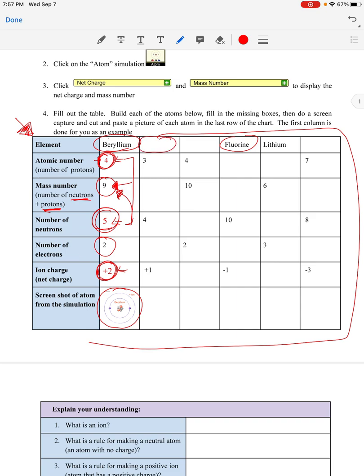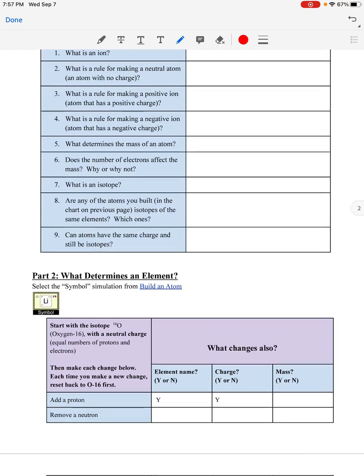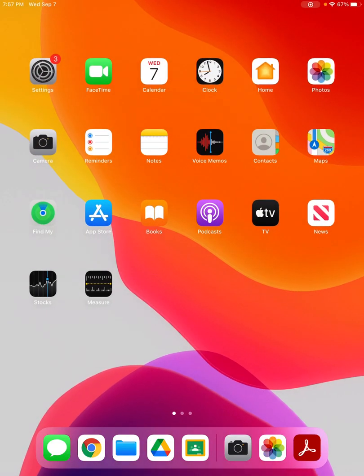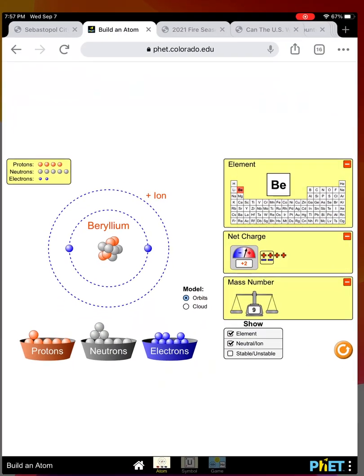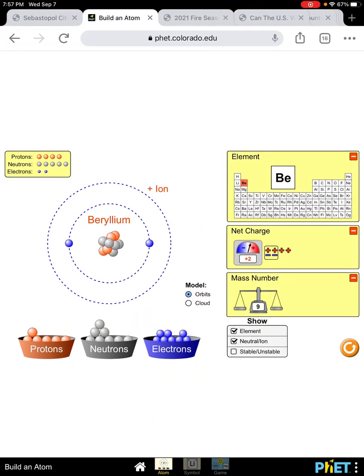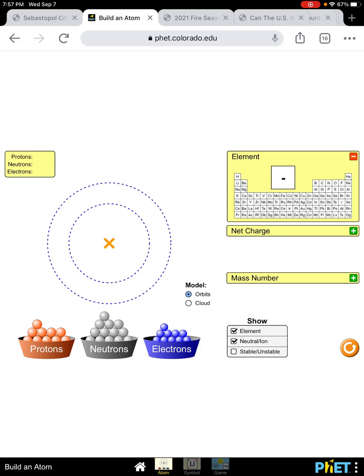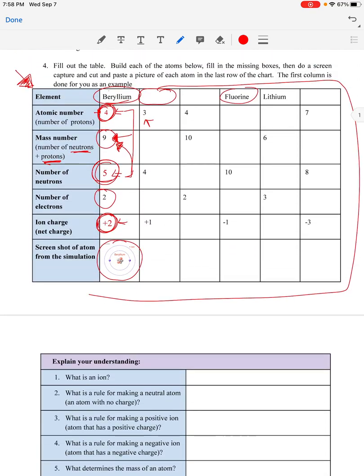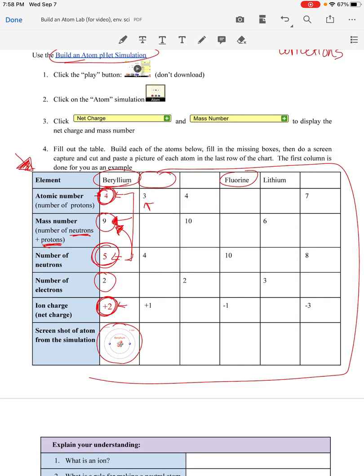So this next one is a mystery element. We don't know what it is, but we do know that it has an atomic number of 3. So we can look at our periodic table and see what has an atomic number of 3. We would see that as lithium. We can also just build it in our simulation. Let me reset here. If I just put in 3 protons, it will tell me here that that is lithium. And then we can write the name, lithium.